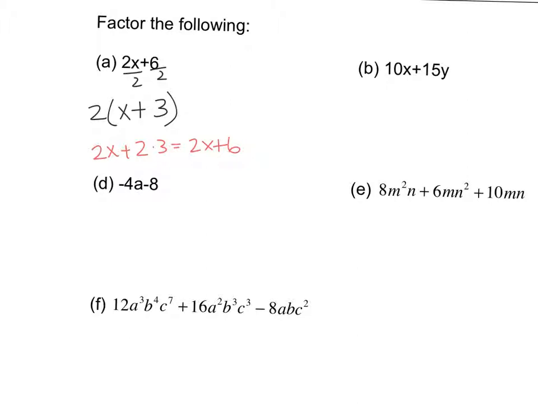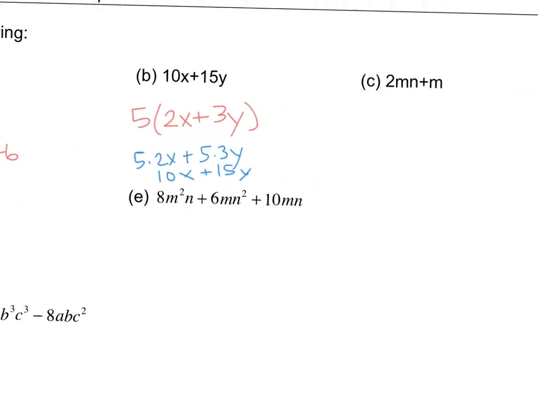Next one, 10x plus 15y. Greatest common factor of our coefficients here is 5. So I factor out a 5. I have 2x plus 3y. Notice that my variables are not the same, so I cannot pull out a greatest common factor of the variables. So distribute back, I have 5 times 2x plus 5 times 3y, which gives us 10x plus 15y.